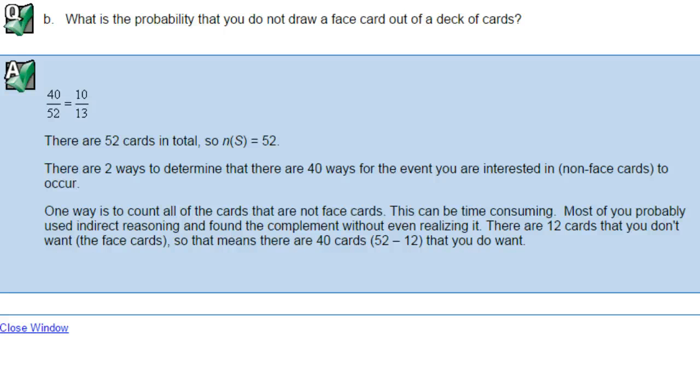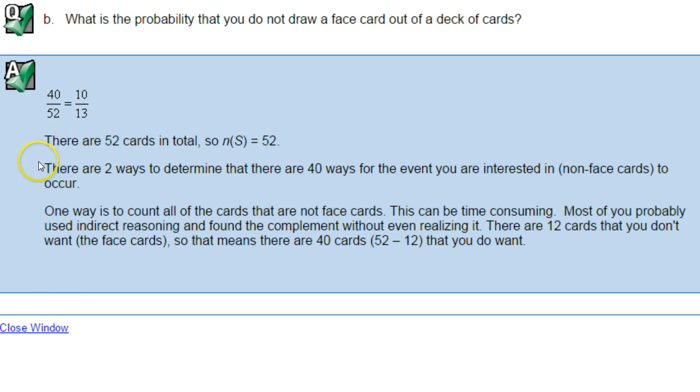So here's another deck of cards question. What's the probability that we do not draw a face card out of a deck of cards? Well, we can figure out that probability in 2 ways, directly and indirectly. So indirect reasoning and direct reasoning. Now the answer is 40 out of 52. There are 40 non-face cards in a deck.